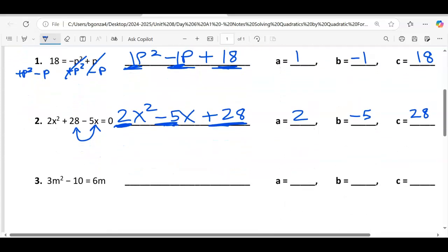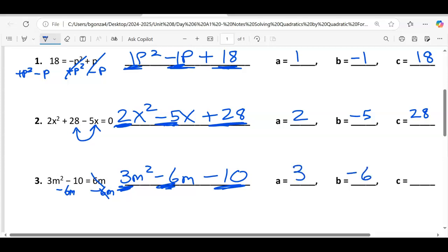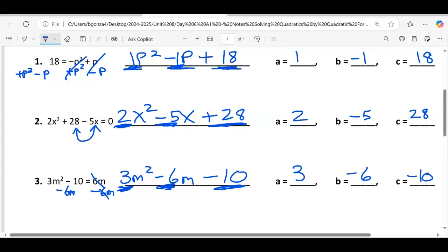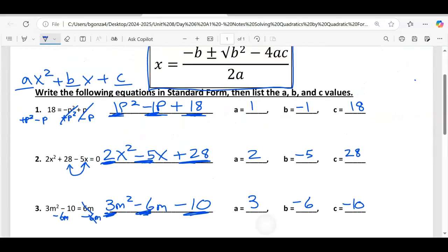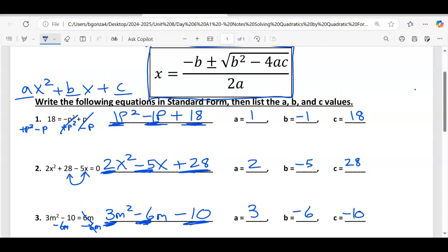Okay, then we got number 3 here. It's not equal to 0, so we need to get rid of 6m. Minus 6m cancels out on the right. And we put it in order, 3m squared minus 6m minus 10. And then you're looking for these A, B, and C. So A is 3, B is negative 6, C is negative 10. Okay, so far so good.